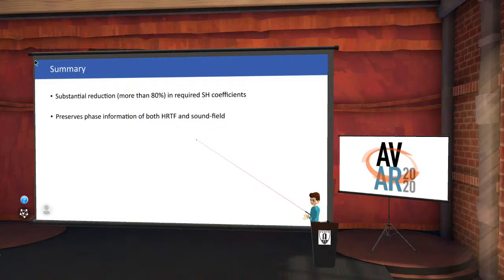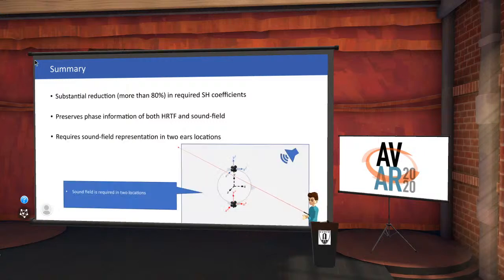It preserves the phase information of both the HRTF and the sound field, so we are not assuming anything about the HRTF, not minimum phase or anything like this. But it requires the sound field to be represented at the two ears' locations. So for example, we can measure it using two sound field microphones.